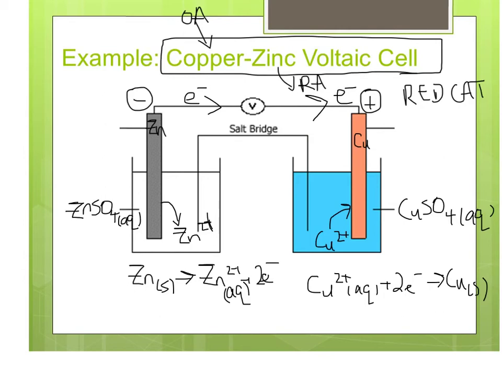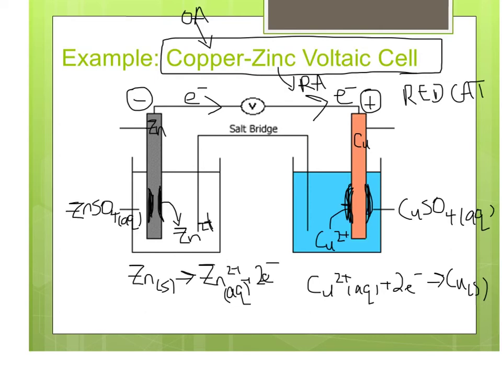Over time, what you're going to see is this electrode is going to get eaten away because it's using up the solid zinc to make the Zn2+. At this electrode, you would see a deposit of copper because it's taking copper from the solution and creating solid copper.